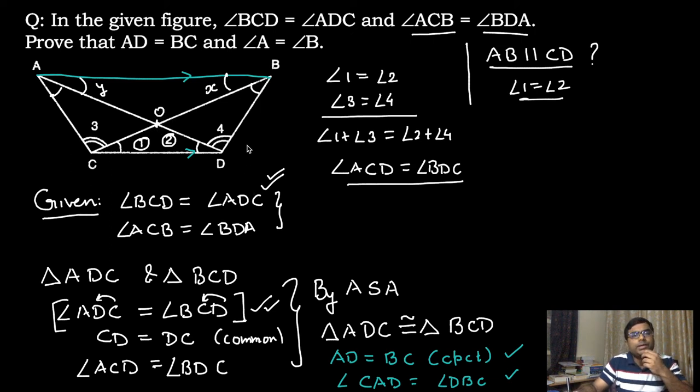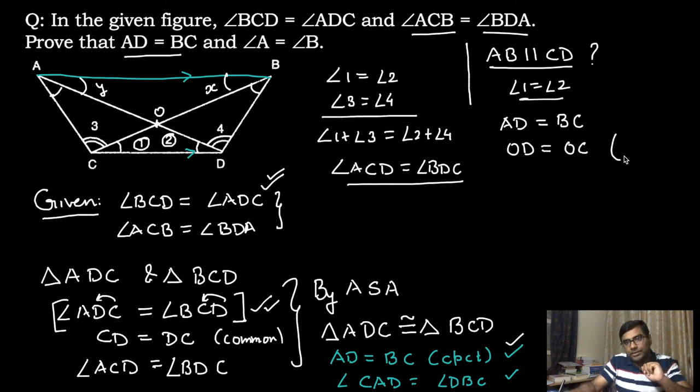O, right? So tell me, do you think AO is equal to OB? Will AO be equal to OB? Yes, it will be. Why? See, we already know that AD is equal to BC. How? We just proved it here. So AD is equal to BC. Also, you can say OD is equal to OC. Why? Because angle 1 is equal to angle 2. So hence OCD becomes an isosceles triangle.